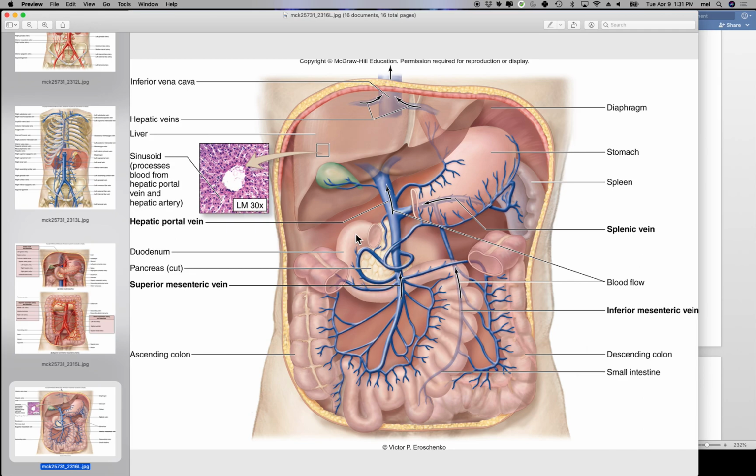What is this vessel called? Splenic vein. Which direction is blood going through the splenic vein? That direction. What organ is it draining? Spleen. Yeah, that was hard. Okay, so I'll talk about the spleen. Most people don't know the function of the spleen, but we'll get to it in just a second.